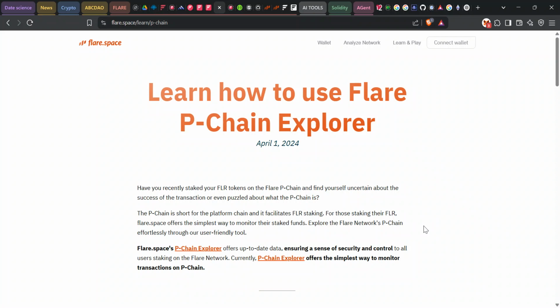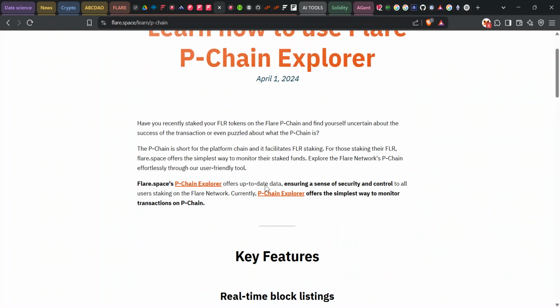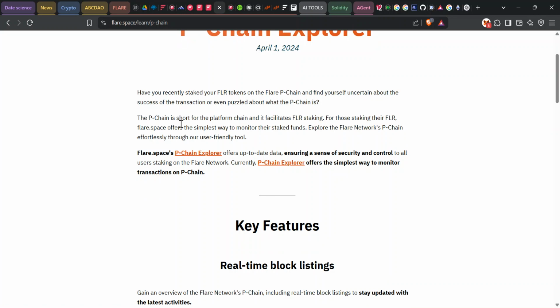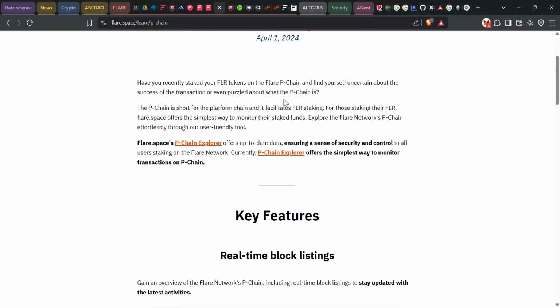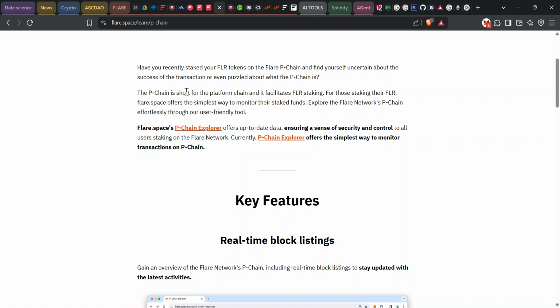Now, as for Flare, they have this P Chain Explorer, which basically lists all of the validators and their respective fees and more details as well, which we'll be covering in just a second. Let's read this. Have you recently staked your Flare on the Flare P Chain and find yourself uncertain about the success of a transaction, or even puzzled about what the P Chain is? P Chain is short for platform chain, and it facilitates Flare staking.